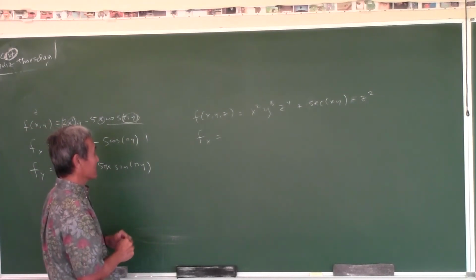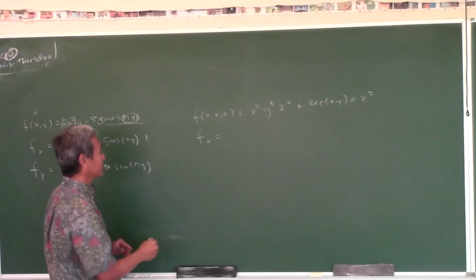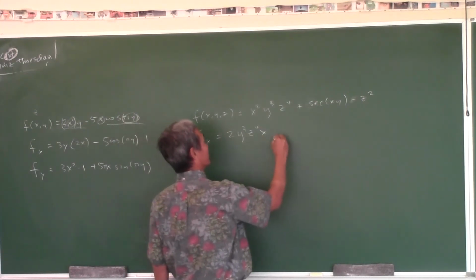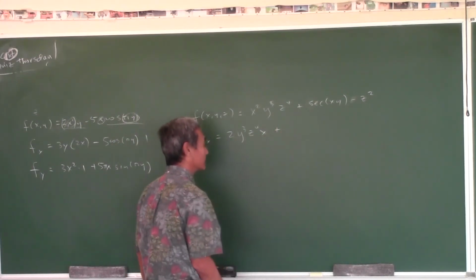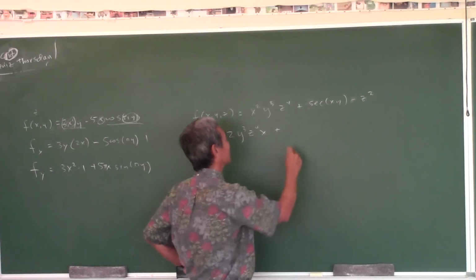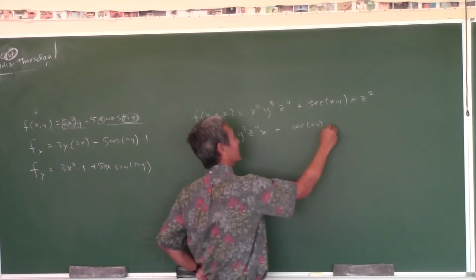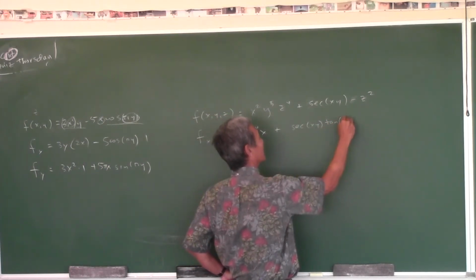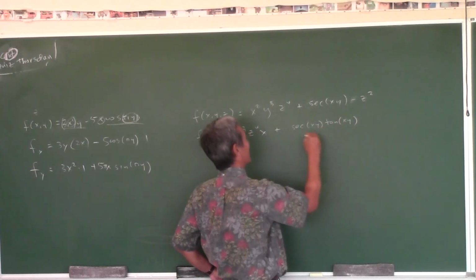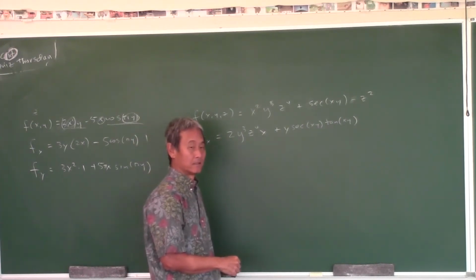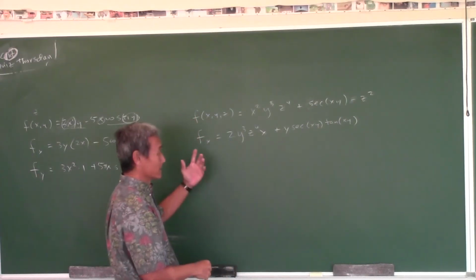f sub x: y cubed z to the 4th times 2x. Okay. Keep going. Plus secant xy tangent xy times y. Times y. And then, minus, oh wait, no, zero. Yeah, minus 0. There you go, that's correct.